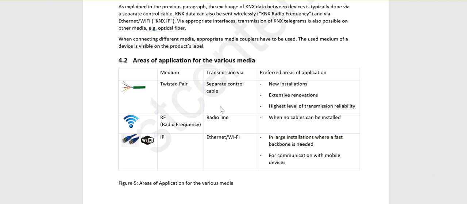Anyway, RF, radio frequency, is only used when no cables can be installed. But nowadays, some manufacturers are going to provide more RF devices. Of course, some RF devices are energy harvesting, and there is no need for batteries. Many projects, especially small projects, like the smart home and smart office, are common in smart buildings, so maybe RF is something more flexible. The IP is used in large installations where a fast backbone is needed. Of course, in a large installation, you should use the IP, and also for communication with mobile devices.